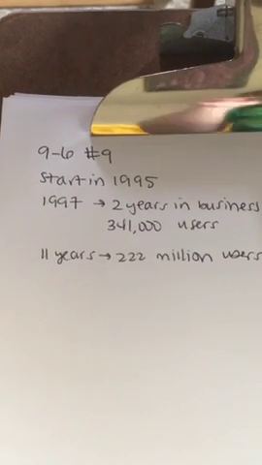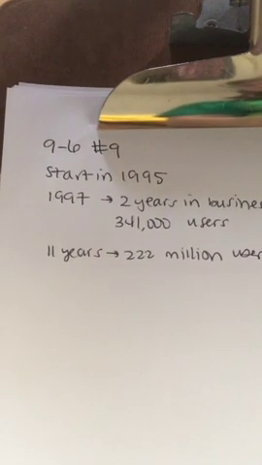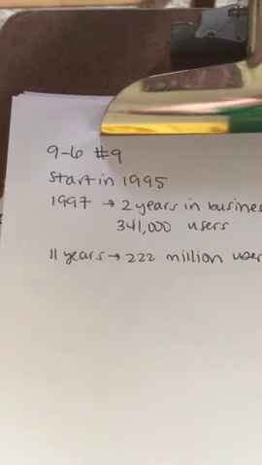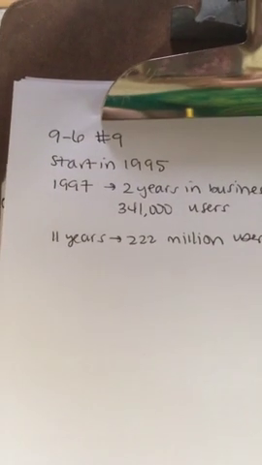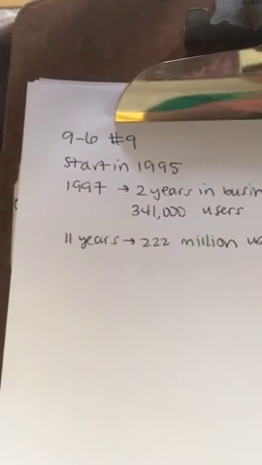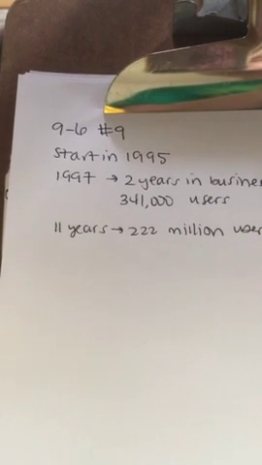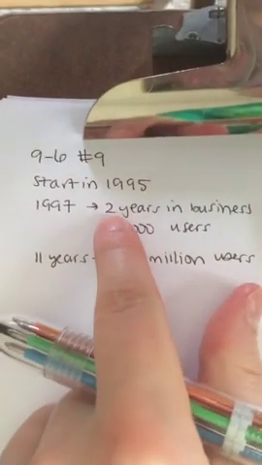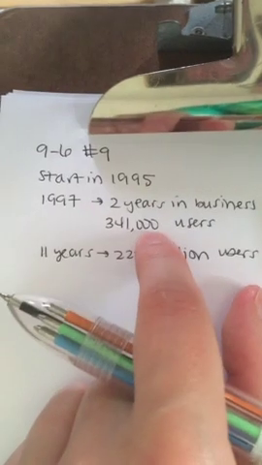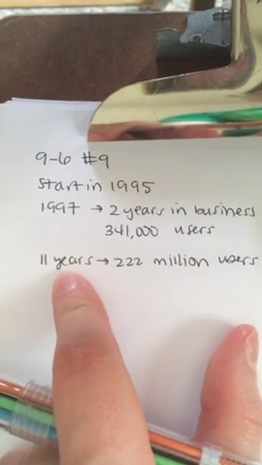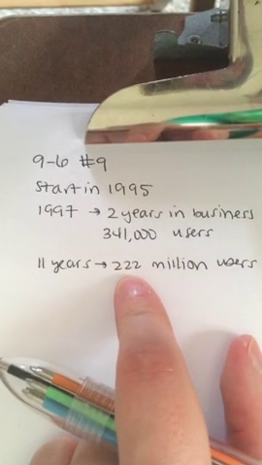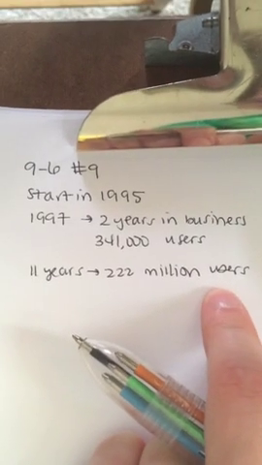I had a question for 9-6, homework question number 9. So in number 9, it's telling you an internet auction company, eBay, was started in 1995. In 1997, after 2 years in business, they had 341,000 users. 11 years into the business, they have 222 million users.